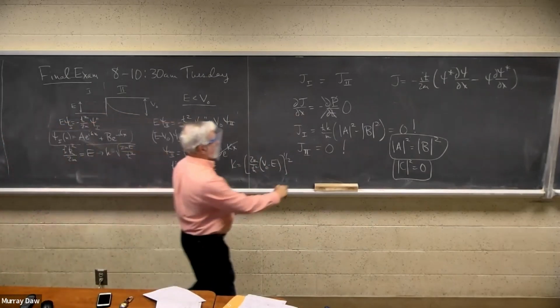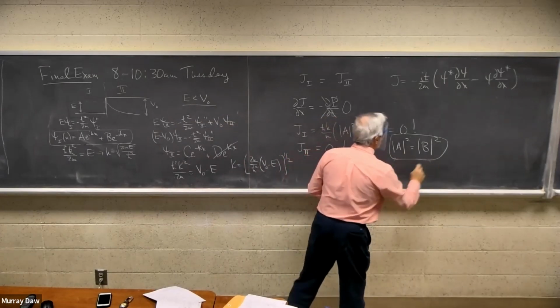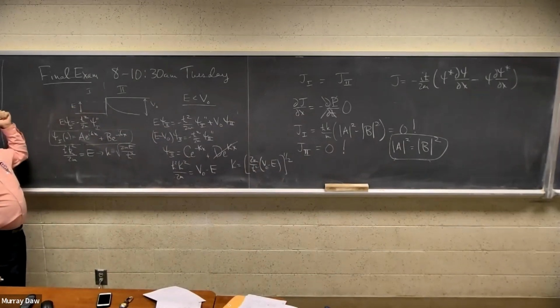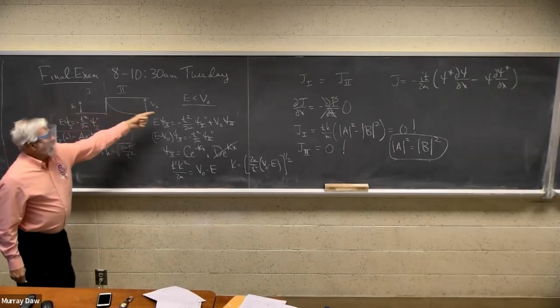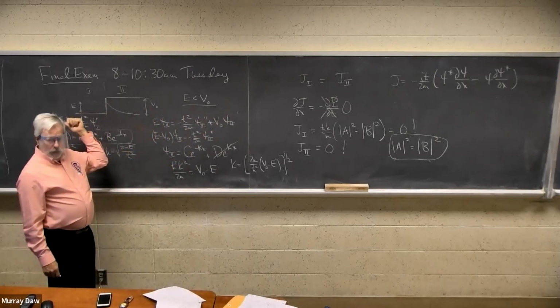I'm sorry, C is not equal to 0. Excuse me, that's not correct. That's not correct. I'll write that down. That's the conservation of probability. It says everything bounces back. The reflection probability is 100%. Nothing can make it into an infinitely wide potential barrier. So it's got to all come back.